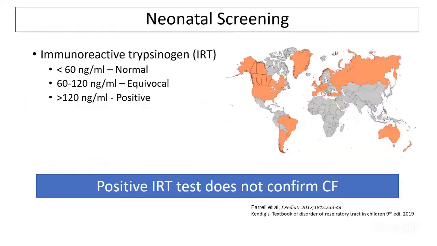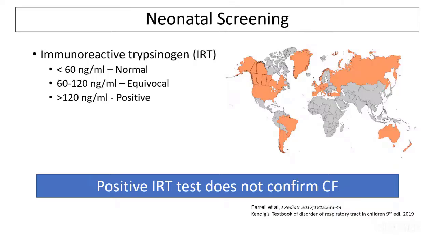Another thing I want to highlight is neonatal screening, which is in a very nascent stage in India. But in Western countries, most of Europe and the USA, the diagnosis of cystic fibrosis now depends upon neonatal screening, that is by immunoreactive trypsinogen. But in India, we usually perform it only in those children who have a family history of cystic fibrosis, because it is costly and also not very sensitive. So immunoreactive trypsinogen is the name.